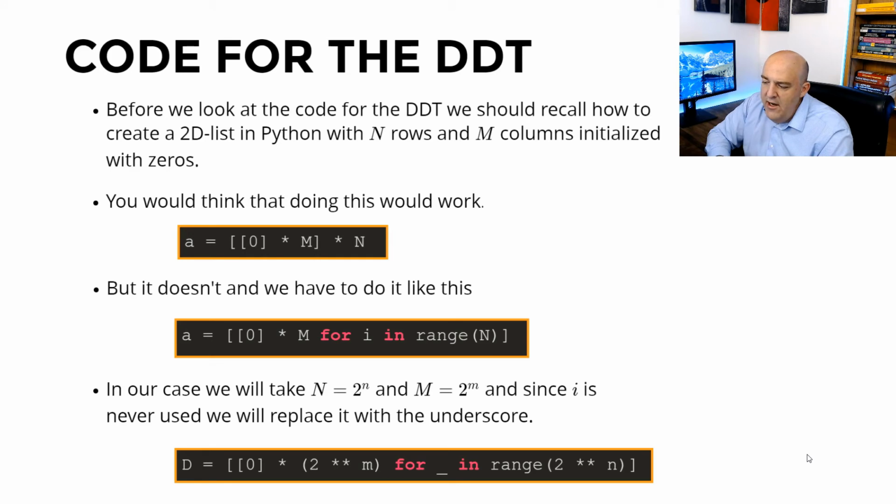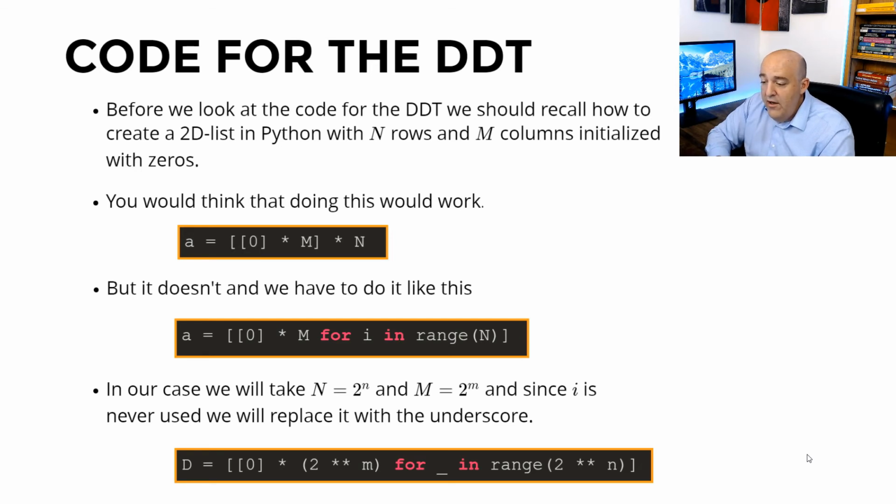Notice the variable i there doesn't do anything. So one convention in Python is, if that's the case, we just replace i with an underscore to indicate to people that the variable is not doing anything in the loop. The underscore is a valid variable name in Python.